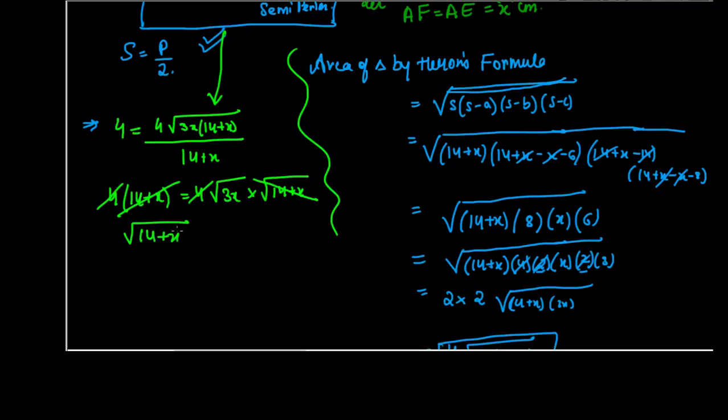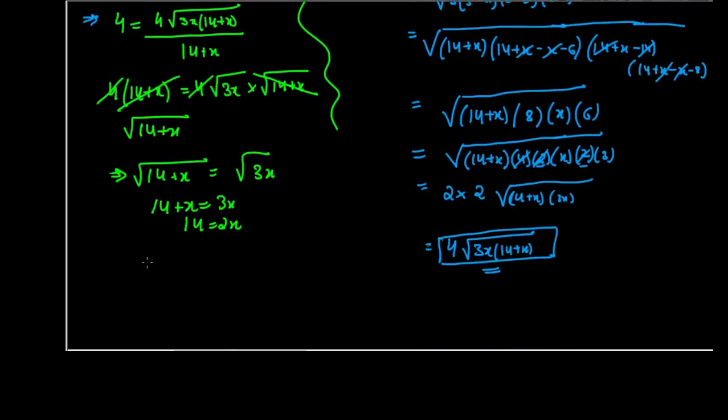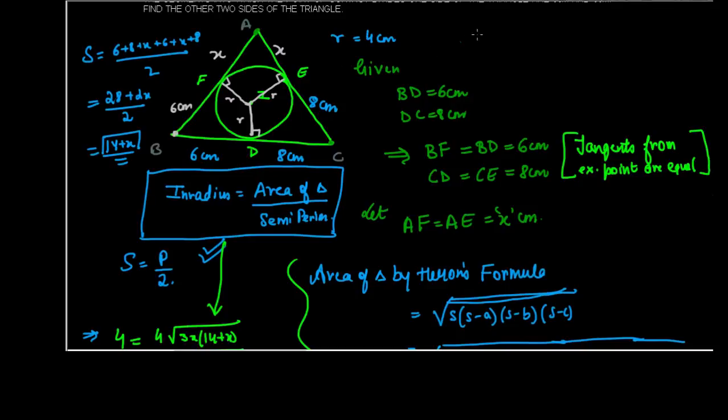So I've divided them. Again, now you get as an equation, it implies root over 14 plus x is equal to root over 3x. Now cancel the root on both sides by squaring on both sides. You get 14 plus x is equal to 3x. You get 14 is equal to 2x. Therefore, x becomes 7. That's it. You are done with your question. You got x equal to 7.